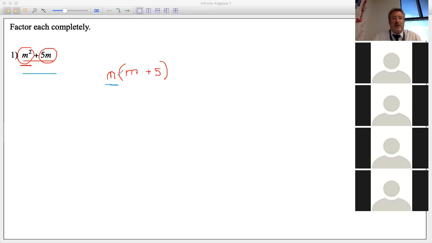You write an M on the outside of the parentheses, you put an open parentheses, and then you ask yourself, what times this is this? Well, what times M is M squared? M. You put that as your first term inside the parentheses. And then you do the same thing. What times M is the second term? What times M is 5M? 5. M times 5 is 5M. And that's how you do it.